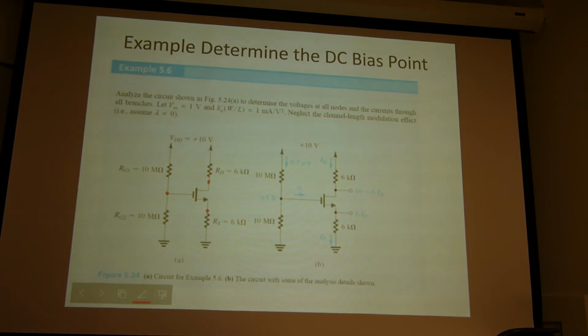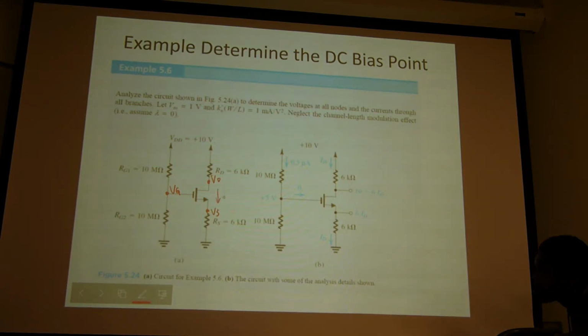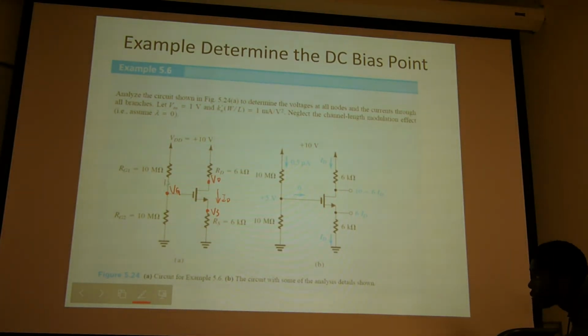Basically those 3 nodes are the VG, VS, and VD. And also we want to know what is the ID, the current flowing through the transistor. Here the resistances are all given, and the transistor's threshold voltage of 1 volt is given. And then this Kn parameter is also given. Ignore the channel length modulation effect. How do we approach this question?